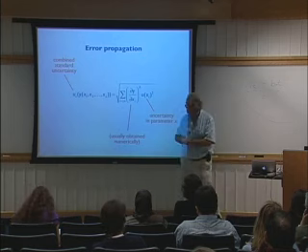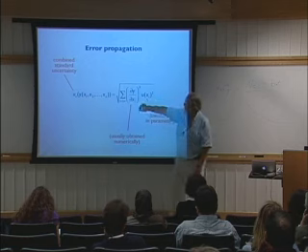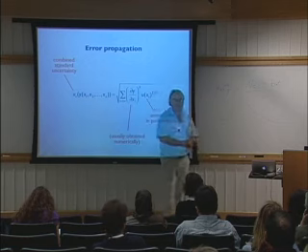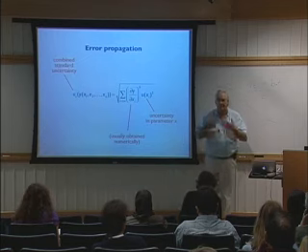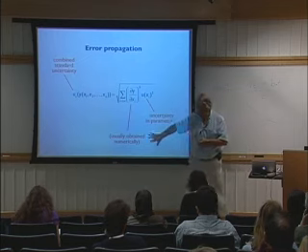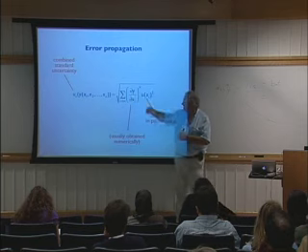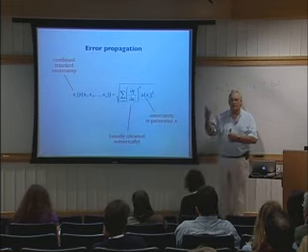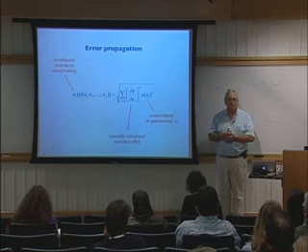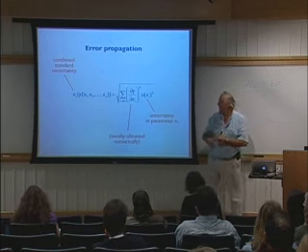So what do we need to know? We need to know what the uncertainty is in every one of these parameters. And that takes time and trouble to get. And we also need to know the sensitivity. How much does y change for a change in x?